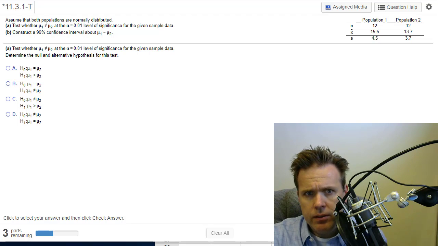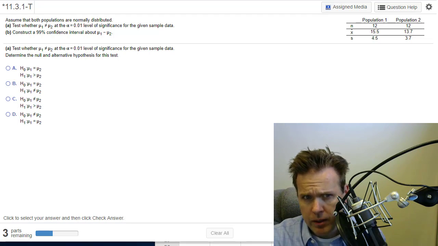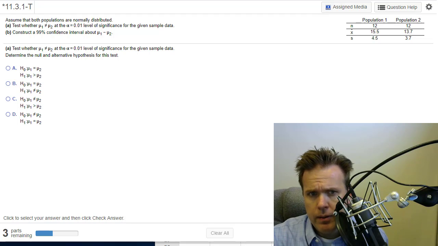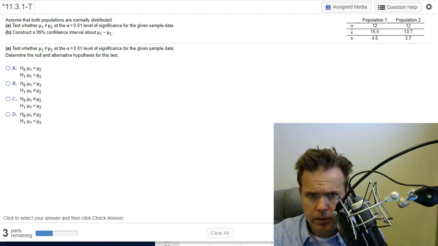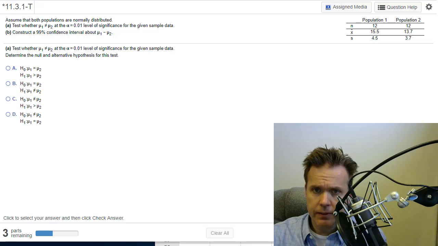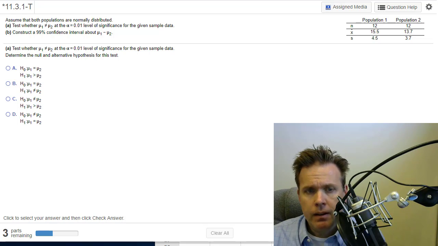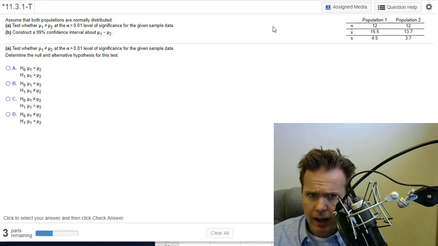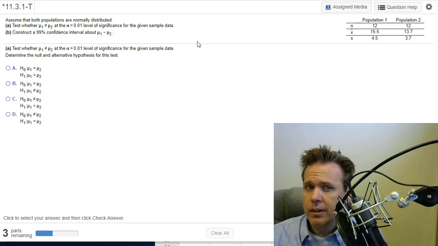Okay, this one reads, assume that both populations are normally distributed and test the claim whether or not mu1 is not equal to mu2 at the 0.01 level of significance for the given sample. And then part B, construct a 99% confidence interval. So I'm going to actually skip part A.